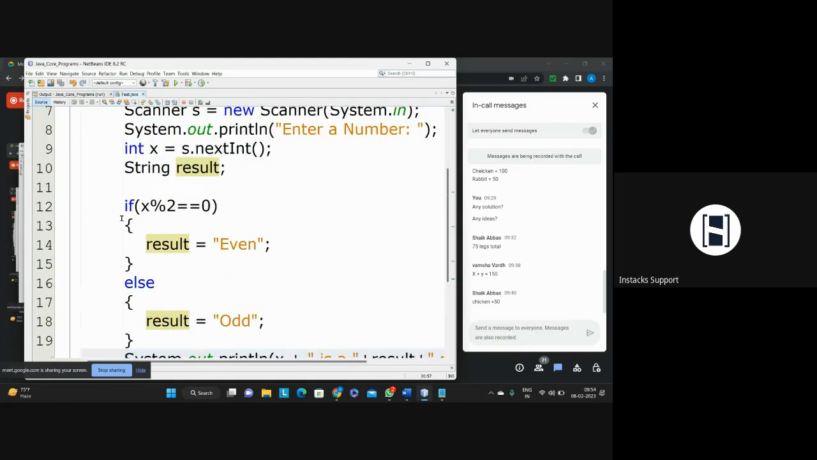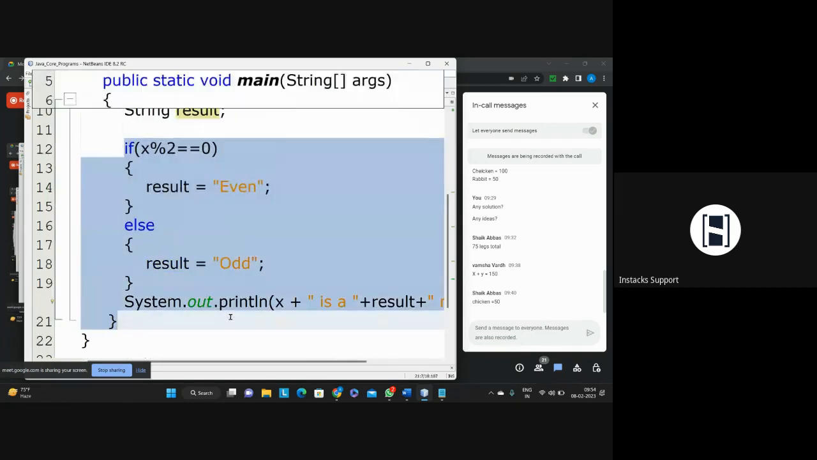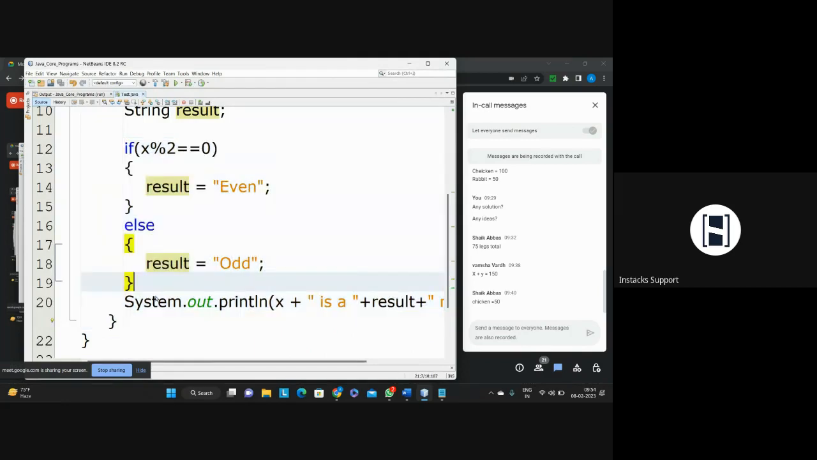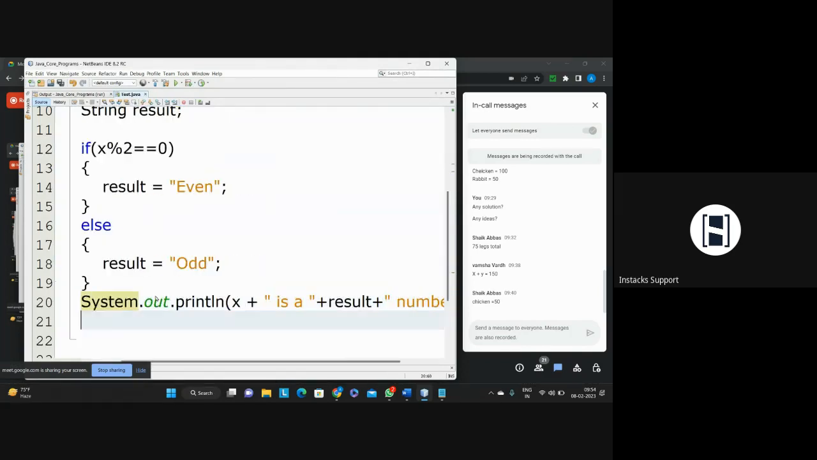Right. Now this involves some 4 lines of code. How can I reduce these 4 lines into a single line? That is where my conditional operator comes into play. So what are you going to do? I am going to say result, the same variable, is equal to, what is the syntax?